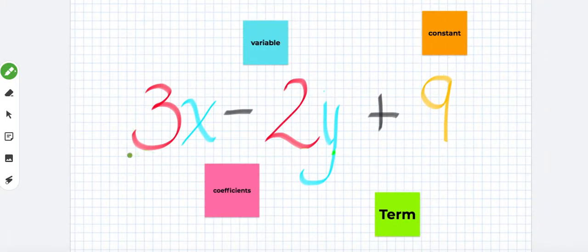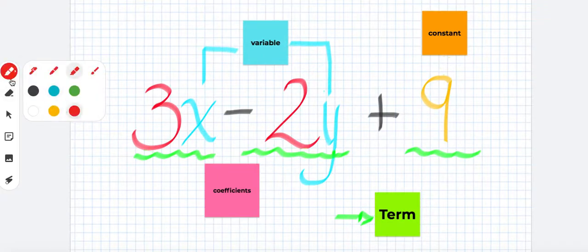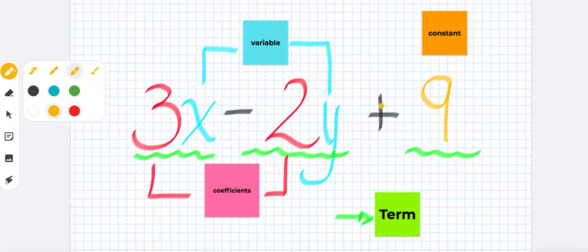The parts that add or subtract in a mathematical expression are called terms. In these terms, the letters are going to be called variables. And the numbers that are with those letters are going to be called coefficients. And the numbers that don't have any variable are going to be called constants.